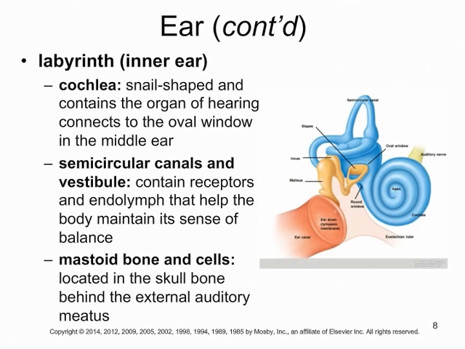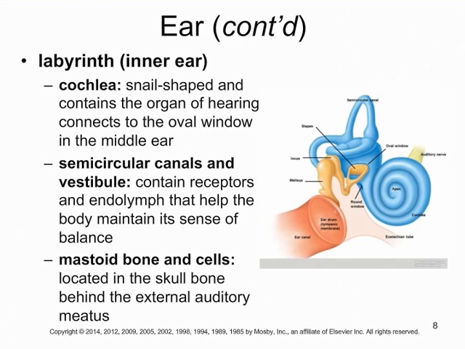We also have semicircular canals, which are attached to the cochlea in the inner ear and the vestibule. This is where receptors and something called endolymph, basically the fluid that's inside these canals, are found. And that fluid and the way that it flows is how we maintain a sense of balance.